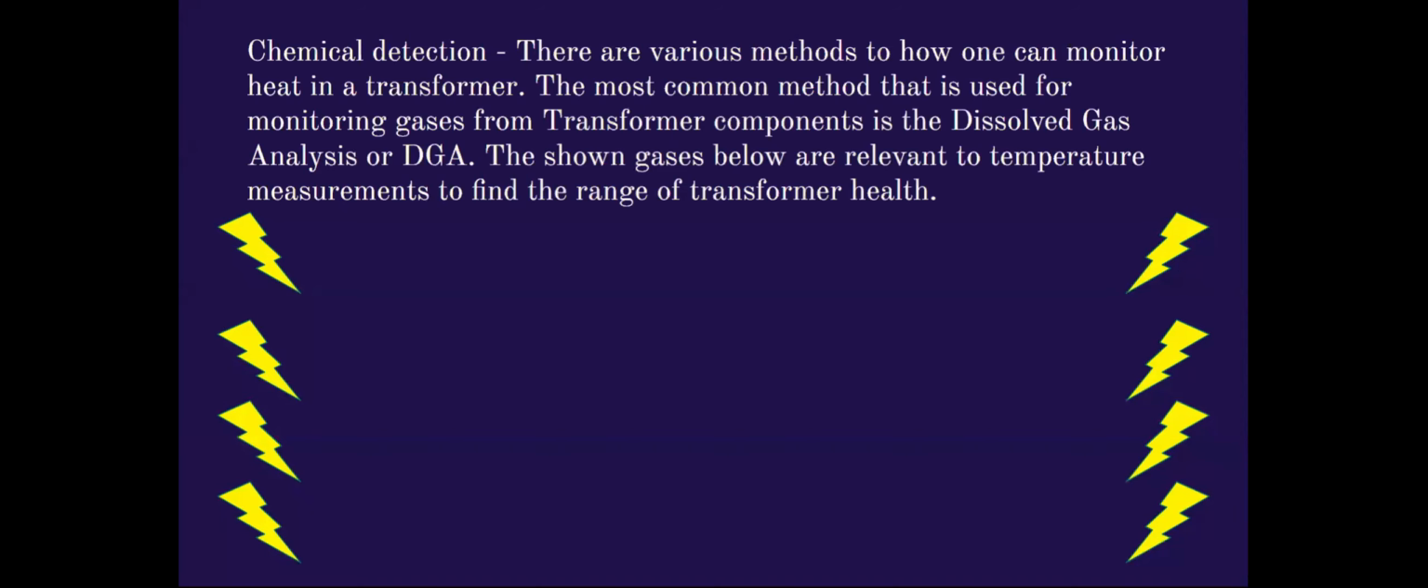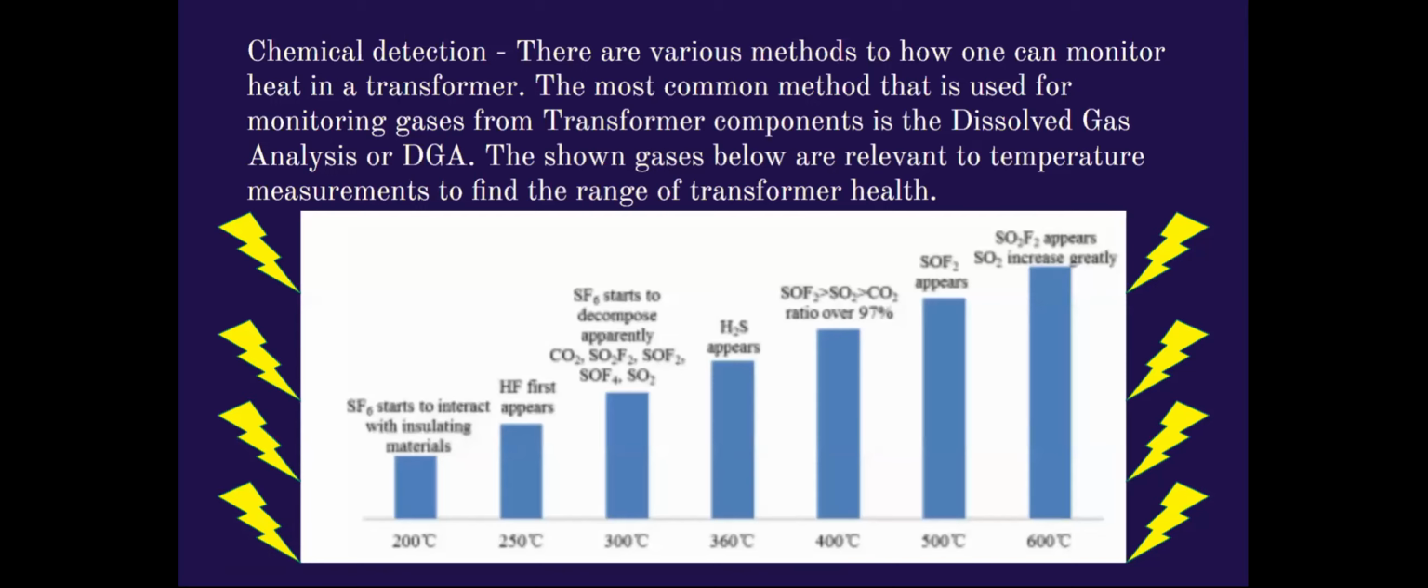Next, we'll talk about chemical detection in transformers. As I mentioned earlier, the dissolved gas analysis, the DGA, is one of those methods. It can monitor the heat in a transformer using that method. And if you look at the gases below in this chart, you can see the different types of gases that appear in transformers. Once they're detected, you can also go along with the temperature and see how unhealthy the transformer is itself.